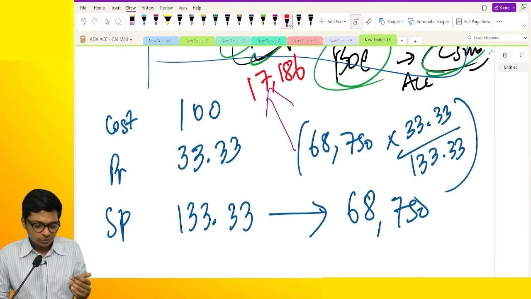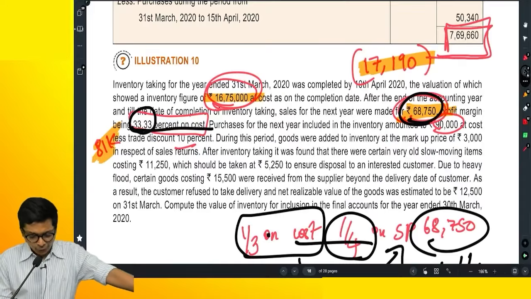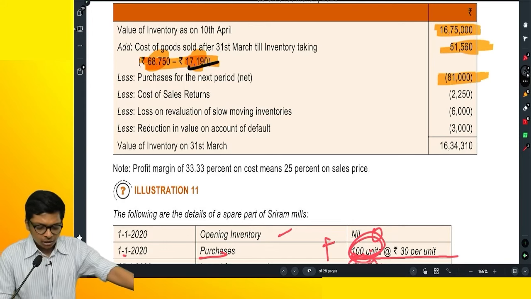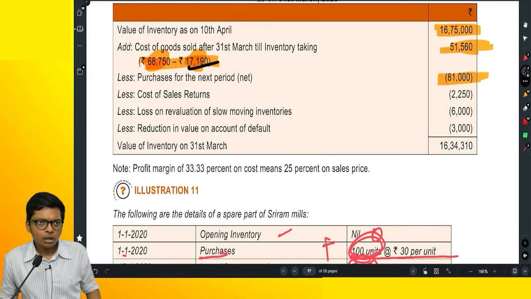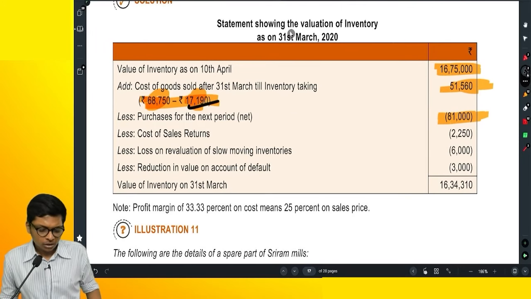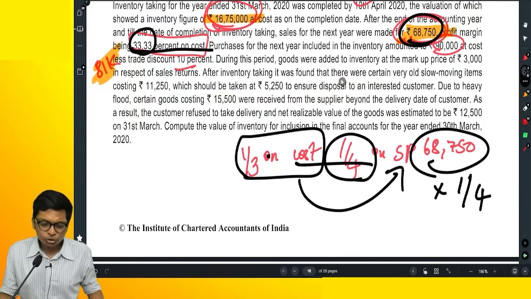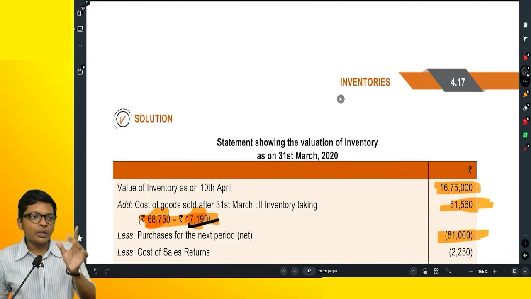186 is coming off. Round off. That's it. They have done a round off. Straight away round off. Ideally, you should not be doing, but 25% on sale price. You should not be rounding off. You go with one number, guys.